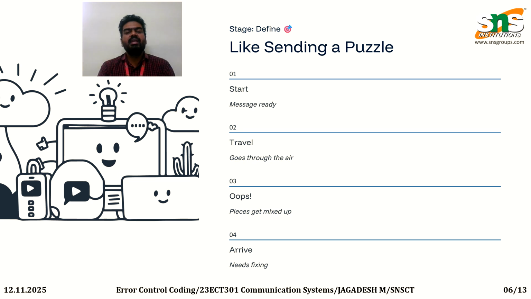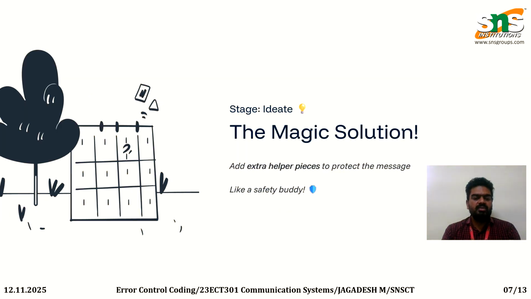It is like sending a puzzle. Start with the message ready, it travels through the air, then pieces get mixed up and need fixing. This is what we need. When we come to the ideate part, the magic solution is to add extra helper pieces to protect the message, like a safety buddy. As we discussed in the previous episode on linear block codes, adding an extra block helps us identify whether the message is correct or wrong. Like that, here also extra pieces will protect the message.